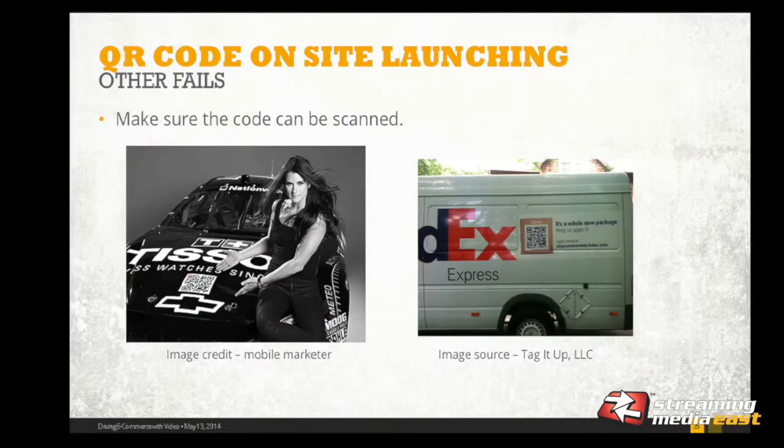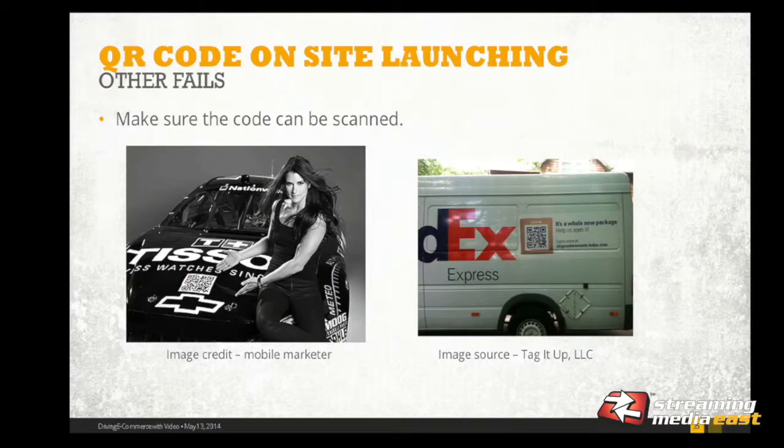Here are some other fails on QR codes, some of my personal favorites. On the left we have Danica Patrick with her racing car, and they put a nice QR code on the hood. How do you get a scan of that? At the racetrack, you're never that close to one of the race cars, and as they're going 200 miles per hour around the track, most likely your scanner is not going to pick it up.